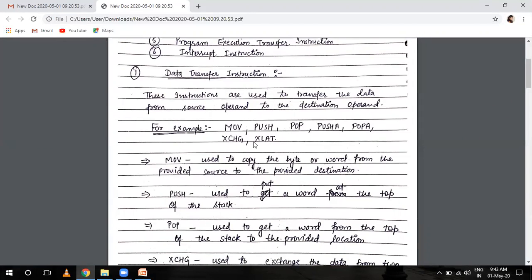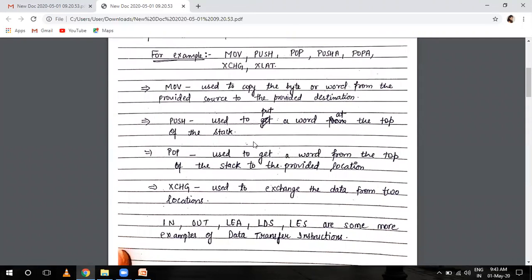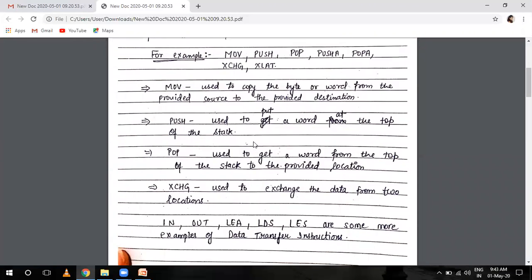So, what do we mean by MOV? This is used to copy, move, or transfer a byte or a word from the source to the destination. PUSH means to put a word at the top of the stack, and POP means to take out a word from the top of the stack to the provided location. Next is exchange; this instruction is used to exchange data between two locations. The next instruction is XLAT, that is translate, used to translate a byte in AL using a table in memory.